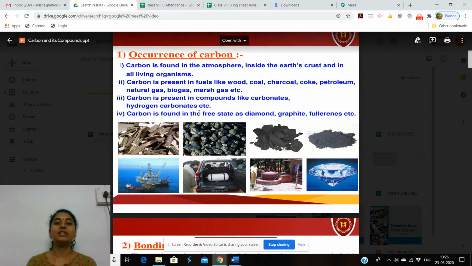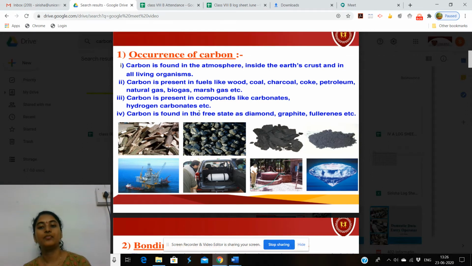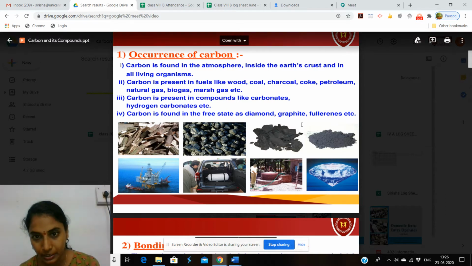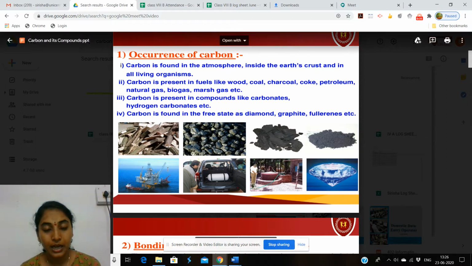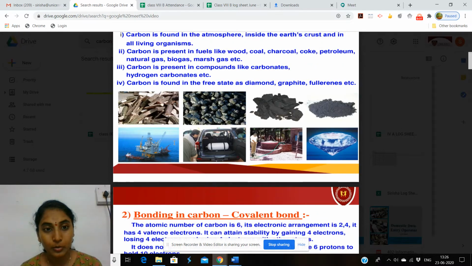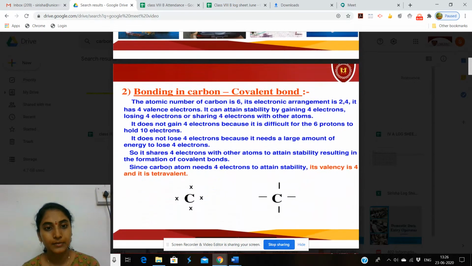So carbon is found in the free state as diamond, which you can see in the figure like this, as well as graphite, which we use in our pencils, and fullerenes. Fullerenes contain football structures. Carbon is present in compounds like carbonates and hydrogen carbonates.